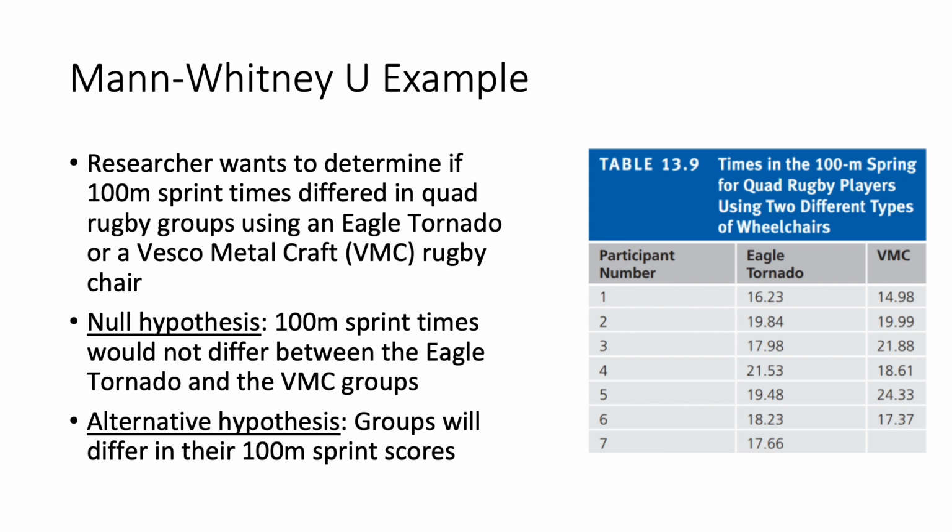For the Mann-Whitney U example, a researcher wants to determine if 100-meter sprint times differed in quad rugby players using an Eagle Tornado or a Vesco Metalcraft rugby chair. Based on the table to the right, 7 players used the Eagle Tornado chair and 6 players used the VMC chair. The null hypothesis for this example would state that 100-meter sprint times would not differ between the Eagle Tornado and the VMC groups, while the alternative hypothesis would state that groups will differ in their 100-meter sprint scores.